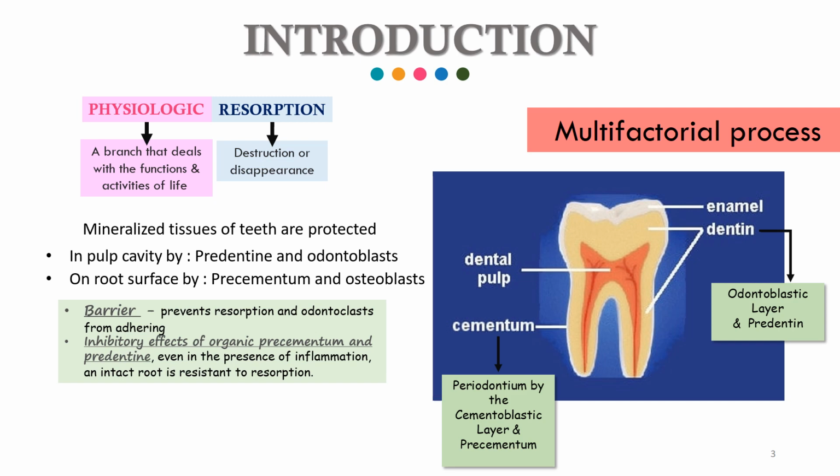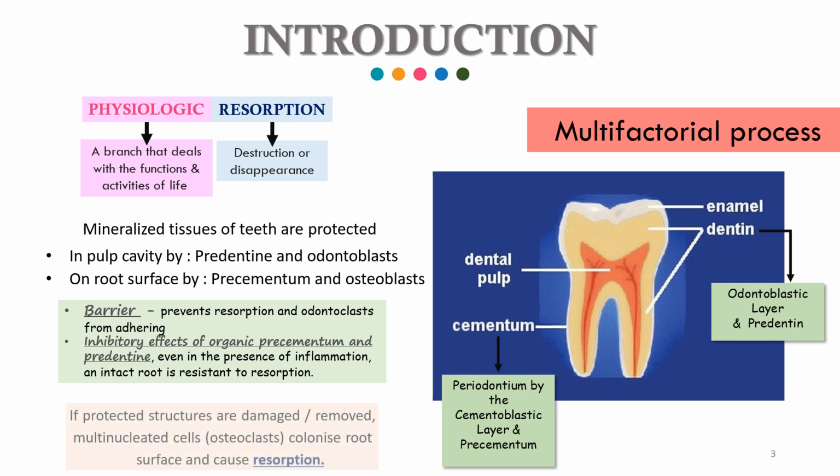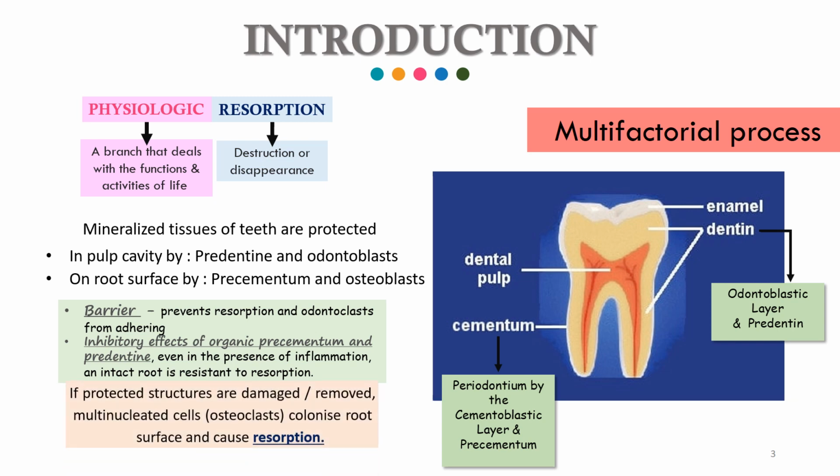Because of the inhibitory effects of the organic pre-cementum and predentine, even in the presence of inflammation, an intact root can be appreciated which is resistant to resorption. In situations where these protected structures are damaged or removed either physiologically or pathologically, multinucleated giant cells, that is the osteoclasts, colonize on the root surface and cause resorption.